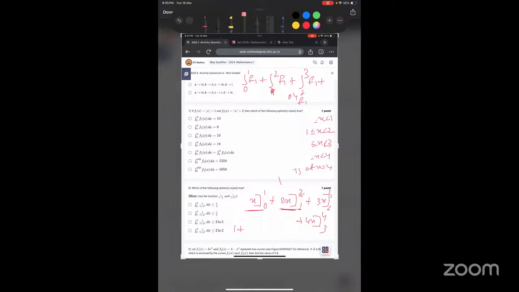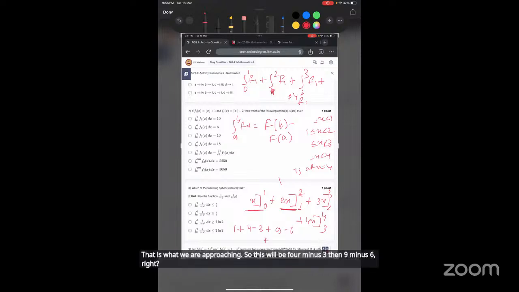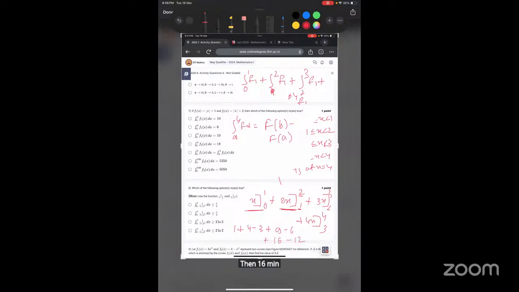Remember? Yeah, correct, madam. The integral from a to b of f(x) dx is capital F of b minus capital F of a. That is what we are approaching. So this will be 4 minus 3, then 9 minus 6, right? Then 16 minus 12. Fine.